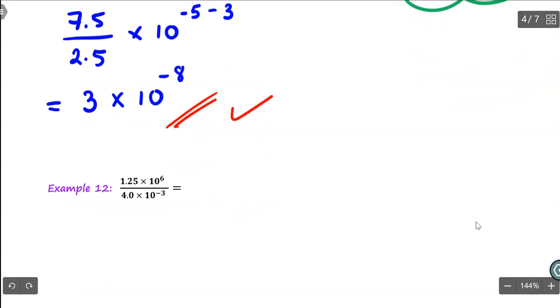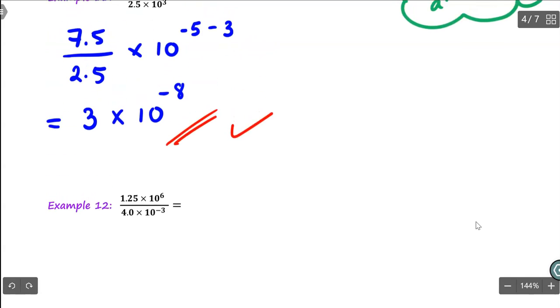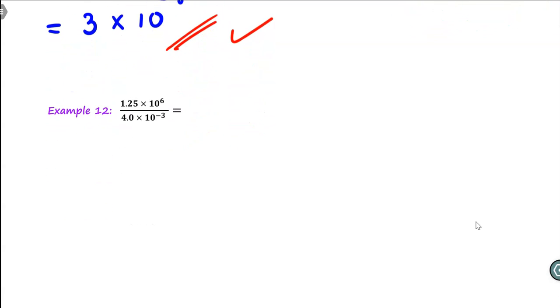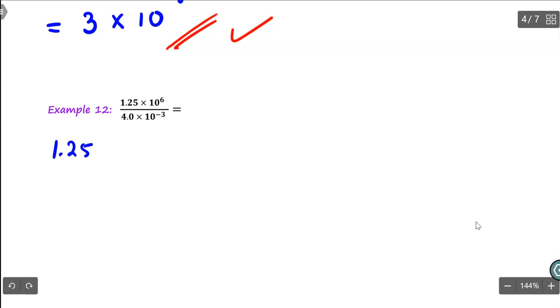But for number 12, we may have to do some conversion at the end. So I will ask everyone to take 1.25 divided by 4.0. I put 4.0 here to show you that it is a number in scientific notation. And 4.0 times 10 to the exponent negative 3 is also a number in scientific notation. The 0 here is representing a significant digit.